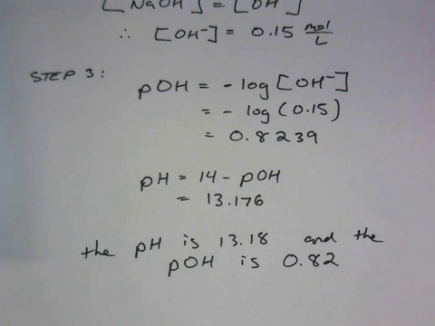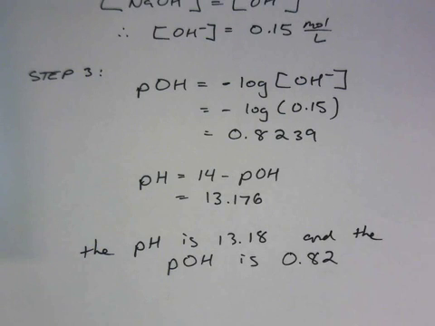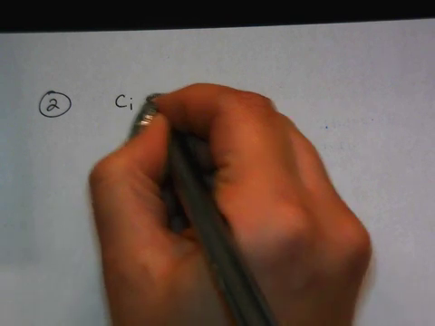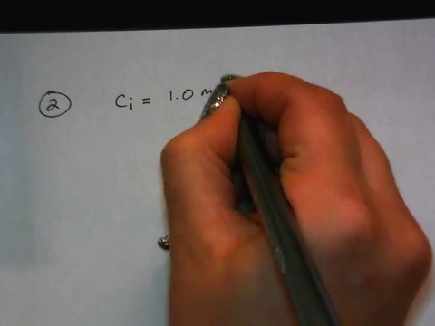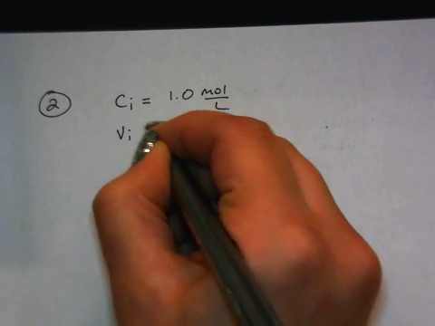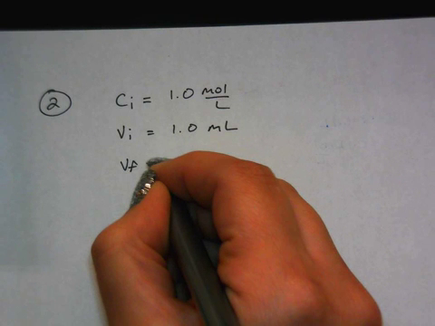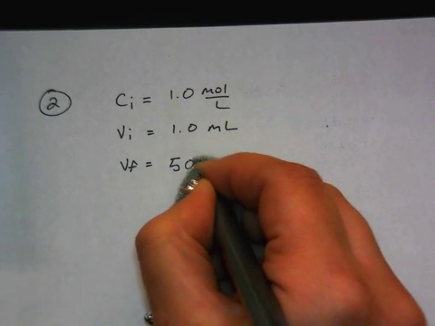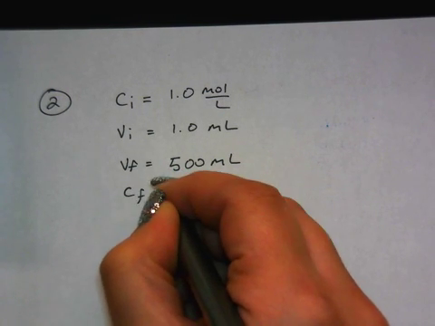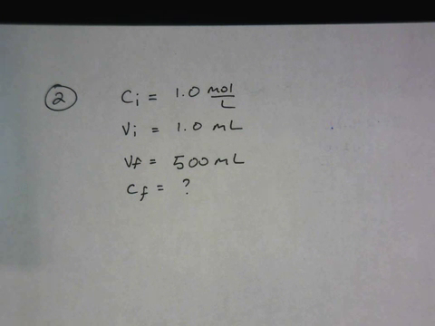The last question says 1 milliliter of 1 mole per liter HCl is diluted to 500 milliliters. What's the new pH? So for number 2, I have a dilution problem. My initial concentration is 1.0 mole per liter. My initial volume is 1.0 milliliters. My final volume is 500 milliliters. I would need to know what my final concentration is, and I'll use that concentration to figure out my pH.